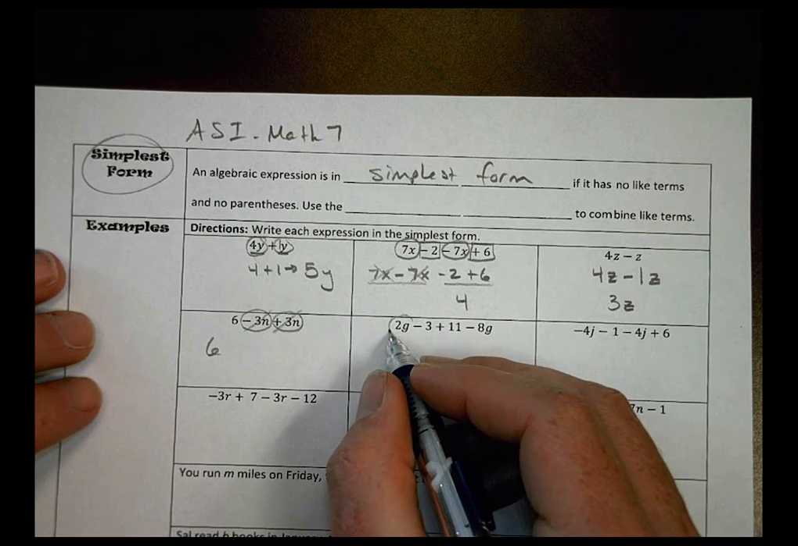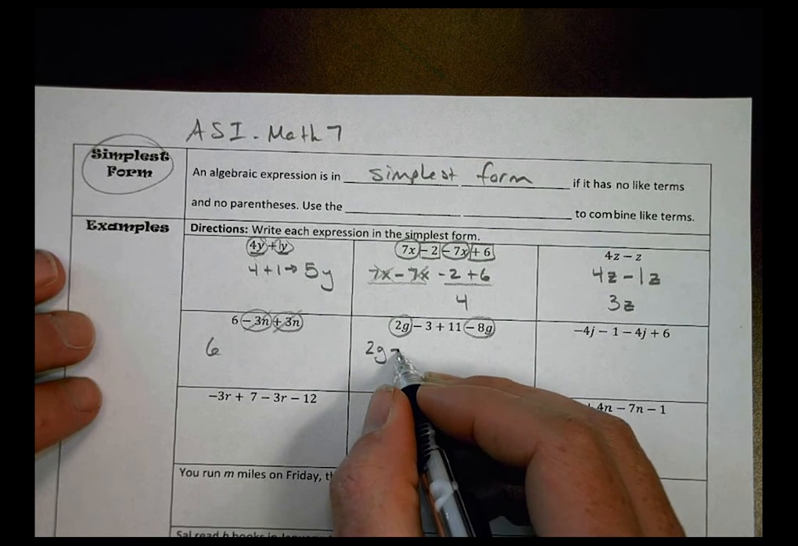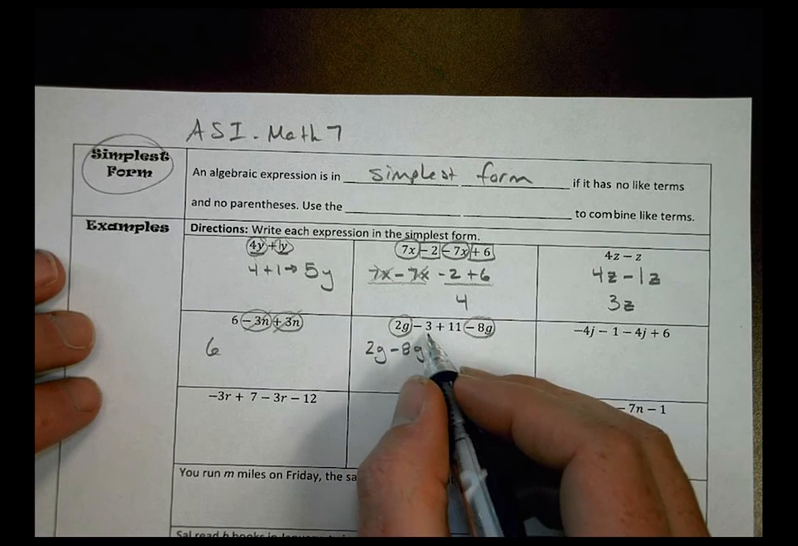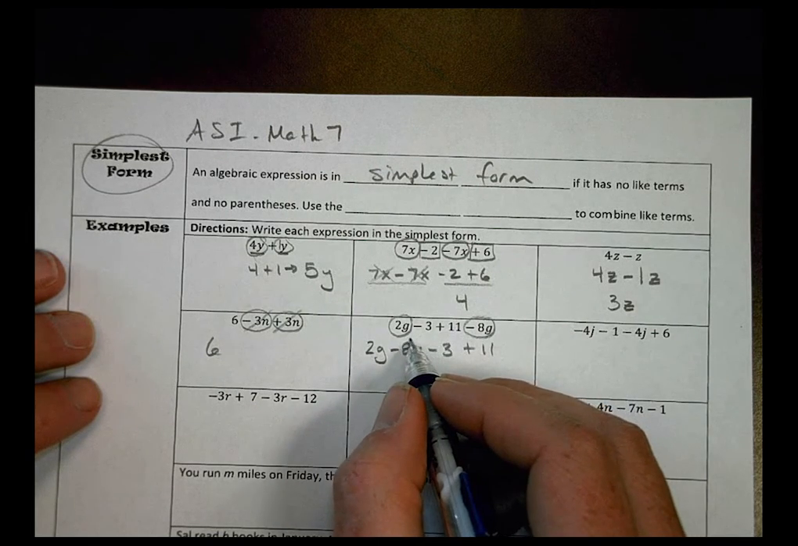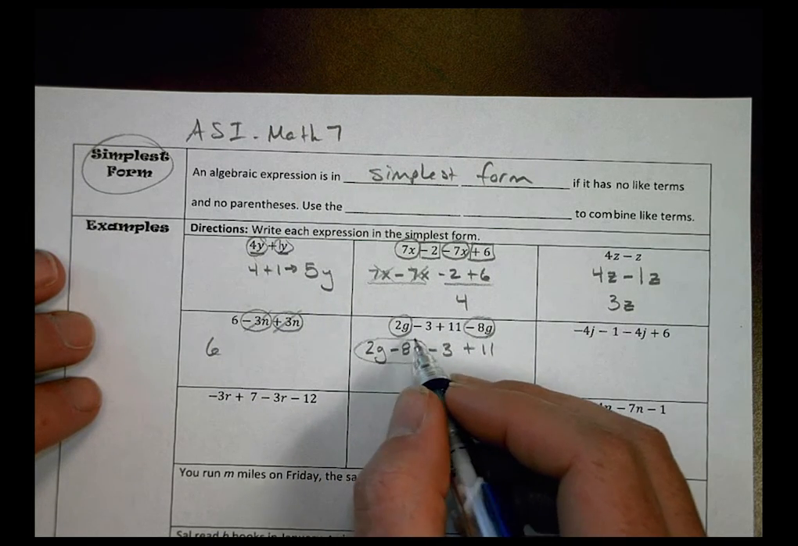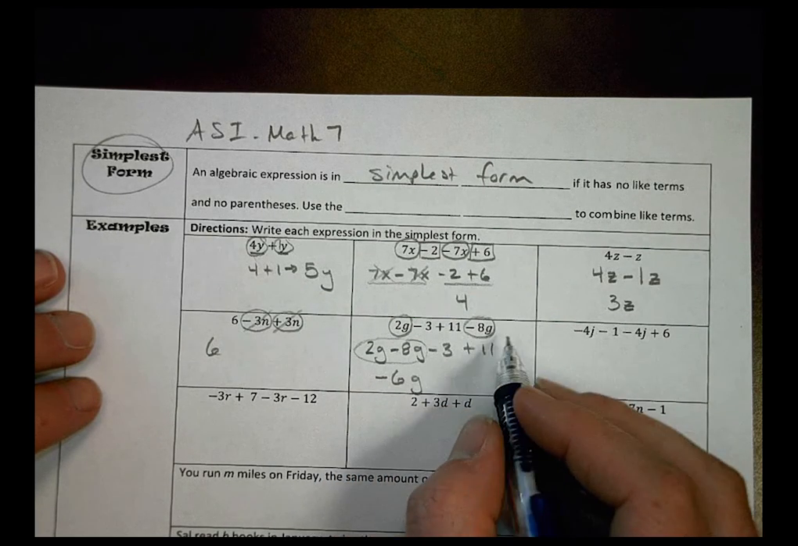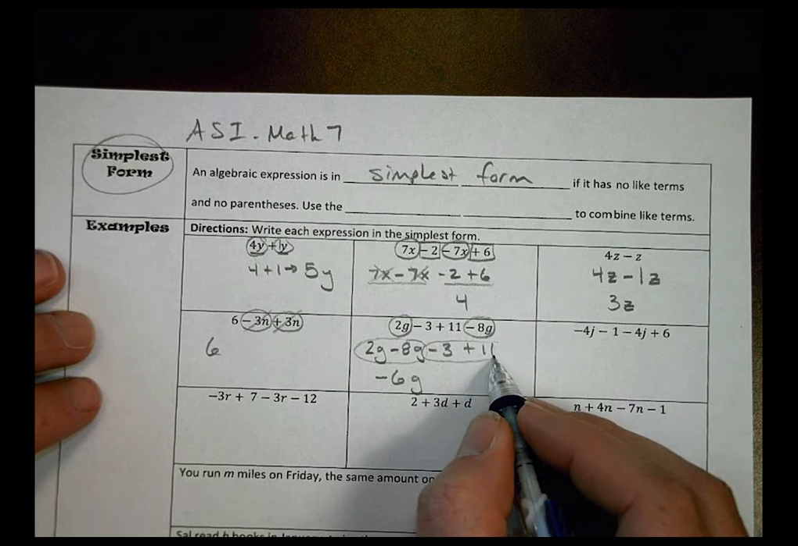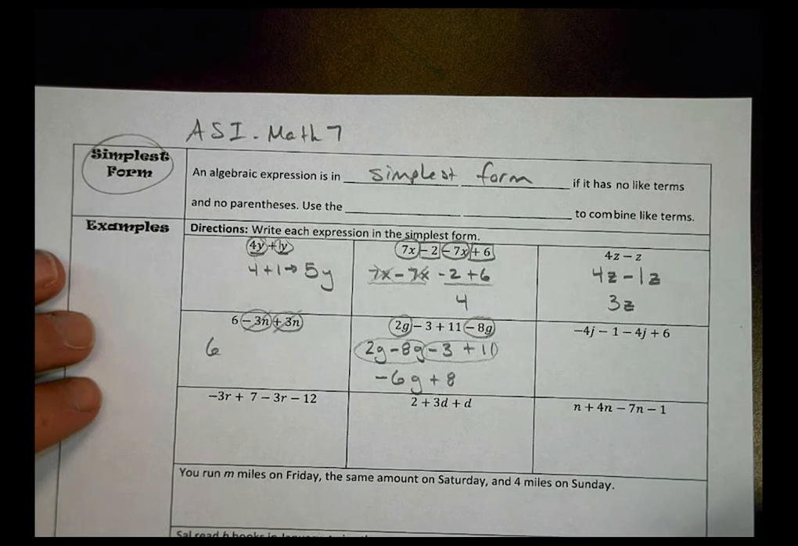On the next one, we have a 2g and a minus 8g. Let's rewrite this as 2g minus 8g, and then we have our constants, minus 3 plus 11. So I can combine these here. 2 minus 8 becomes minus 6g, and then we can combine our constants: minus 3 plus 11 becomes a positive 8. And there we have it in simplest form.